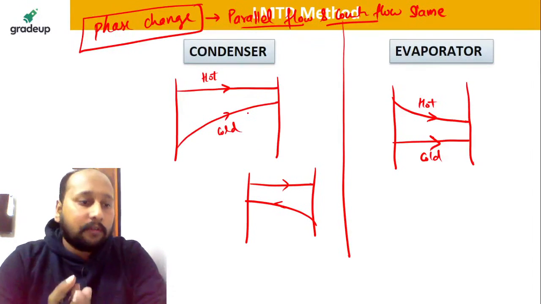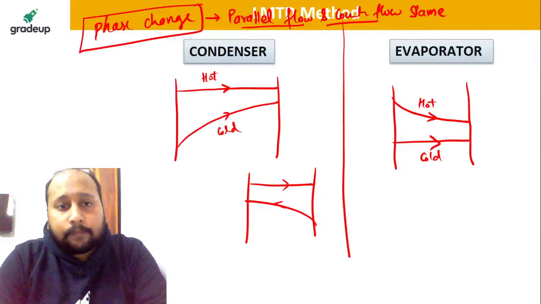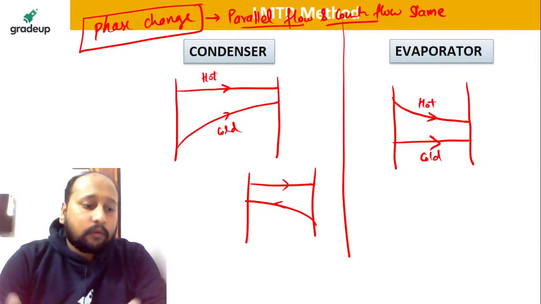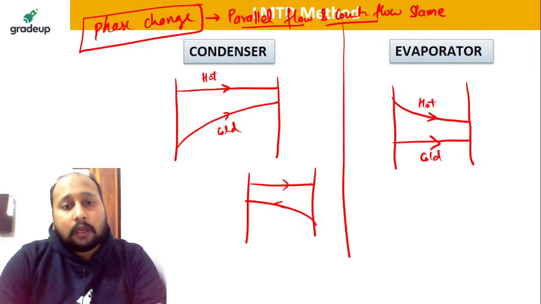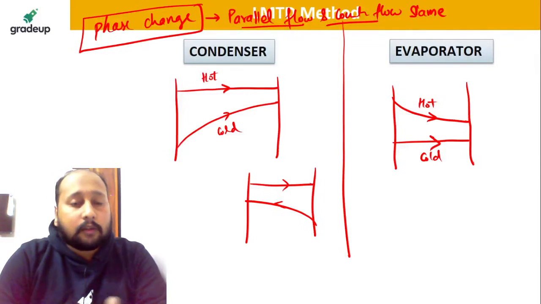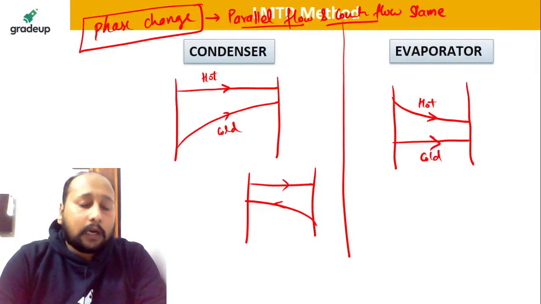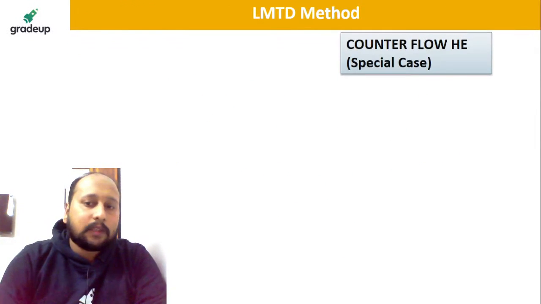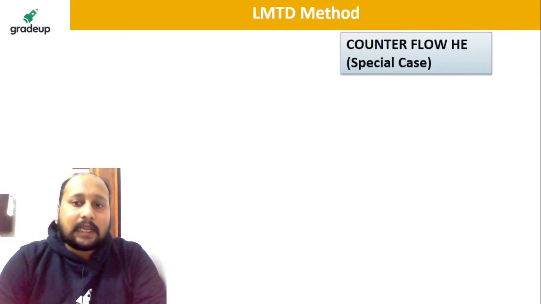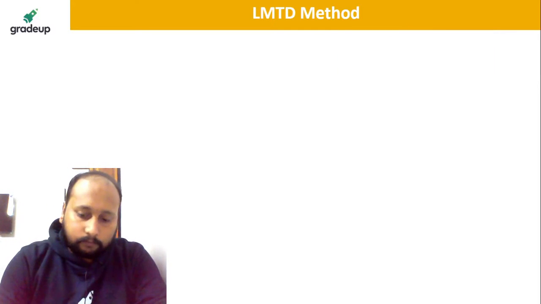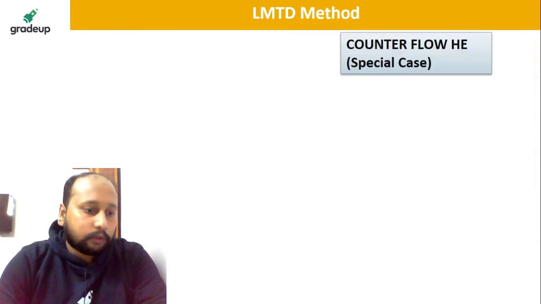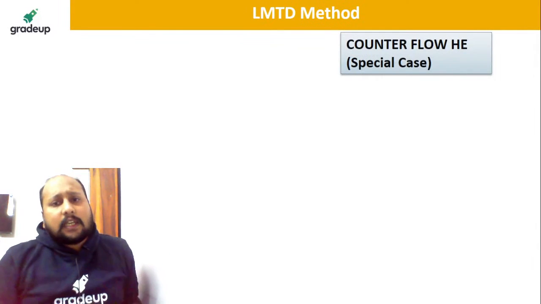Okay. So whenever we are talking about phase change phenomena, always remember that a parallel flow or counter flow both will be ending with the same result. So it doesn't matter by which approach you are going, either parallel flow or counter flow, ultimately we will be getting the same result. Okay, there is one more special case, then we'll be solving some questions. That is a special case in counter flow. Okay, after that we'll be solving some questions.